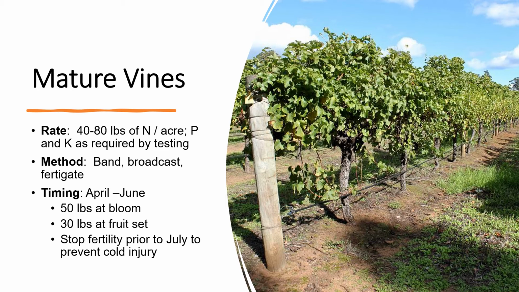Again, timing is going to start in mid-spring, around April, and then on mature vines, we're going to try and put out the majority of that fertility pretty early in the season. So probably about 50 pounds of that at bloom if we were going for an 80-pound total rate, and then another 30 pounds at fruit set, with the goal of getting out all of our fertility before the end of June, before we start to get into July, so that the fertility is going out pretty early and we're not going to increase the susceptibility of the vines to cold injury.